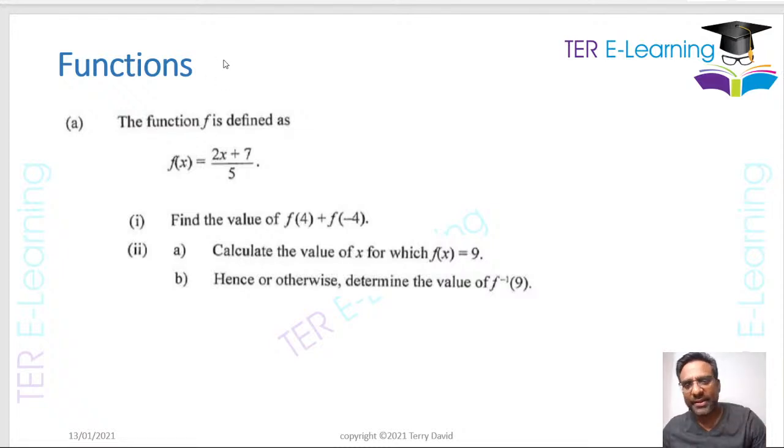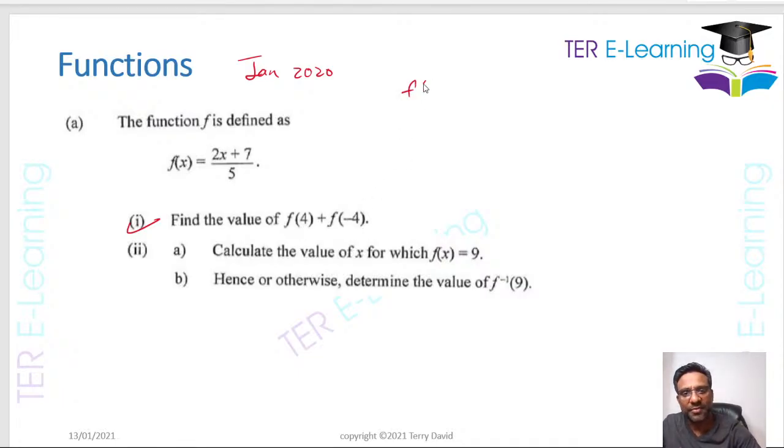So we have another question here. This question came in January 2020. That's the last written paper that CSEC had. So in this first part, they gave us one function, f of x, and they said find f of 4 plus f of minus 4. So all we need to do here is find f of 4, and that's going to be 2 multiplied by 4 plus 7 over 5. That's 8 plus 7 over 5, and that is 15 over 5, which gives me 3.